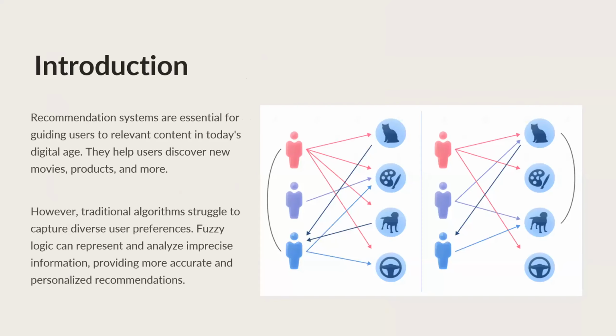Recommendation systems are essential for guiding users to relevant content in today's digital age. From streaming platforms to e-commerce websites, recommendation systems help users discover new movies, products, music, and more. However, traditional recommendation algorithms often struggle to capture the diverse and nuanced preferences of users. Enter Fuzzy Logic, a powerful tool that allows us to represent and analyze imprecise and uncertain information, providing a more accurate and personalized user experience.